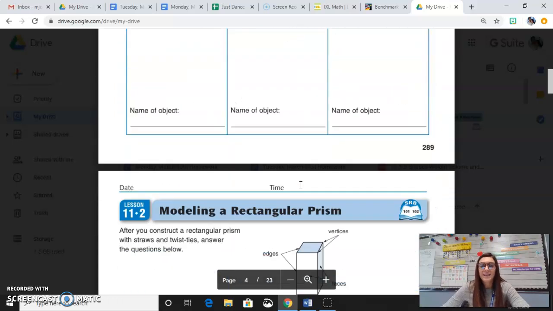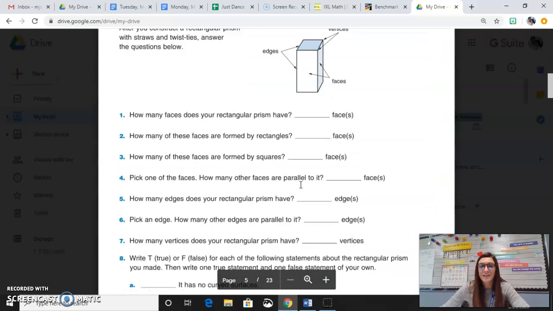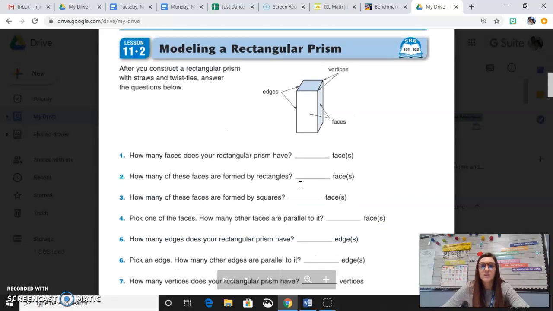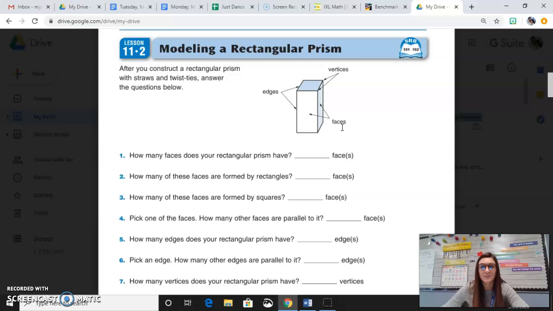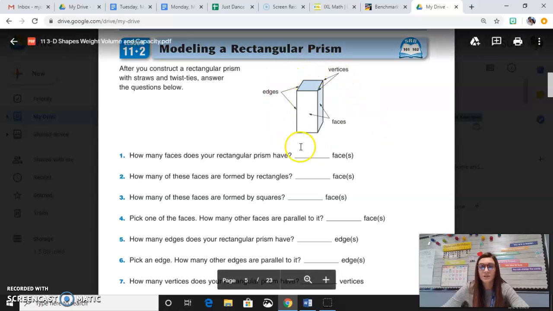Skip page 289 and go to 290. This page you should be able to do on your own. We went over edges, vertices, and faces before we left in our MCA packet as well. But here is just a little reminder for you to see or visualize what they are.